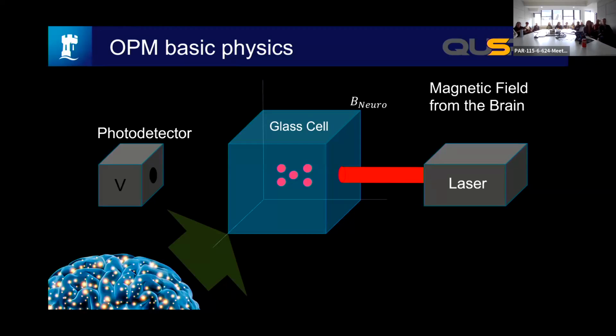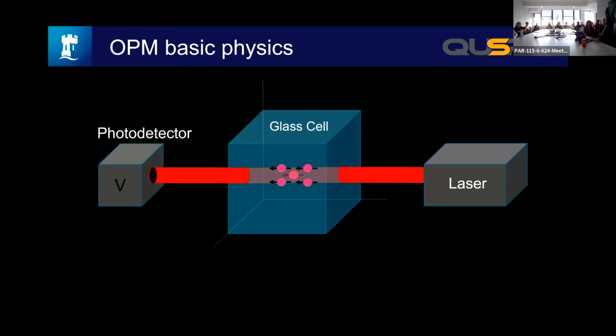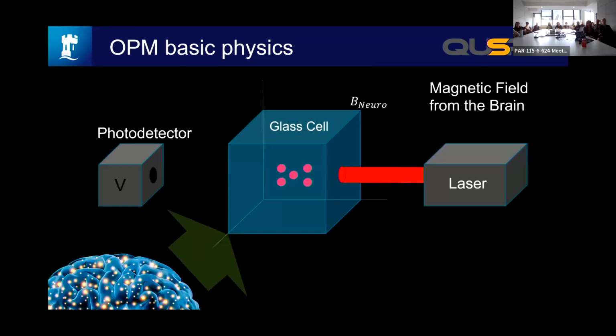So then what happens? We have all these things pointing in the same direction. But this is what happens at zero magnetic field. So we're assuming that the magnetic field around this cell is zero, and that's why these things are sometimes called zero field magnetometers, because they operate at zero field. But what happens when we bring a source of magnetic field, like the brain? So we know the brain generates magnetic field.